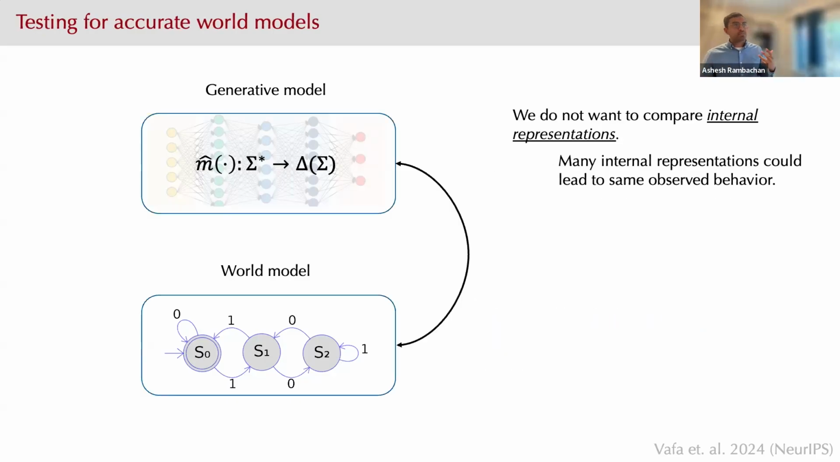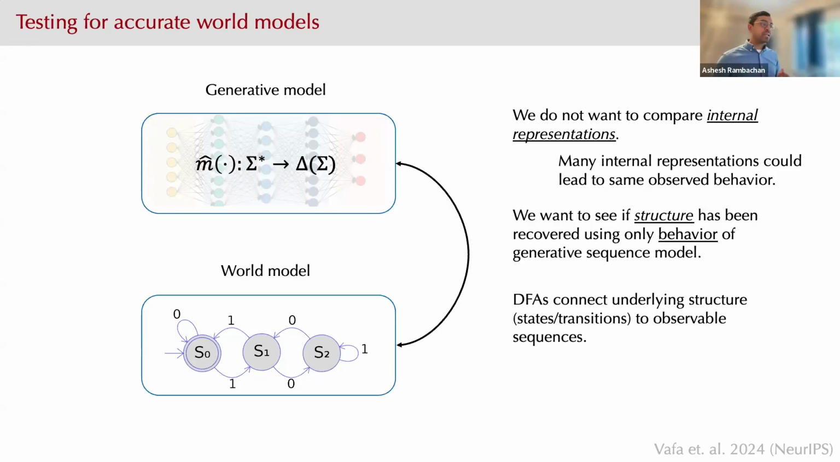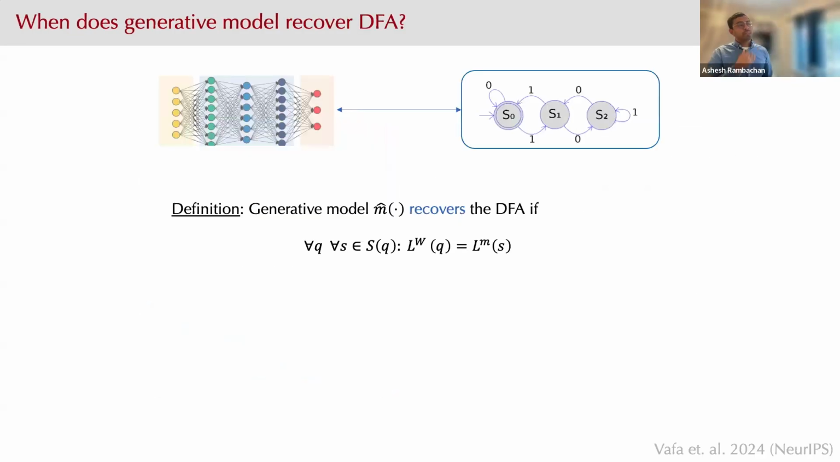So in tackling this problem, as I mentioned, we want to compare the behavior of the generative model to this underlying sequence data. And these DFAs provide exactly the way to do this, because DFAs correspond one-to-one to what are known as regular languages in CS theory. So now we can define what it would mean for a generative sequence model to have uncovered some underlying world model, here being the DFA.